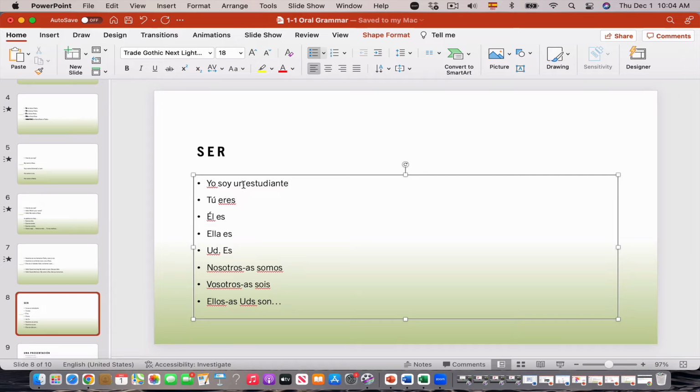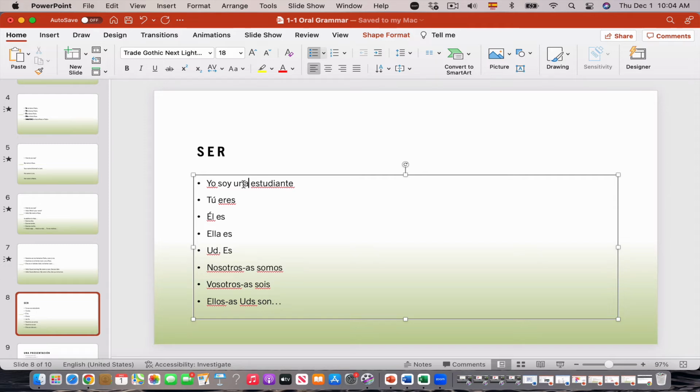Or if you're a woman, you're going to say una estudiante, right? Doesn't matter. So I am a student will be yo soy una estudiante. Now, if it's tú, in this case, you, informal, one person, you're talking to your brother, so you will say tú eres una estudiante. You are a student. Now, if it's he, it's going to be él es un estudiante. Él es un estudiante. He's a student.